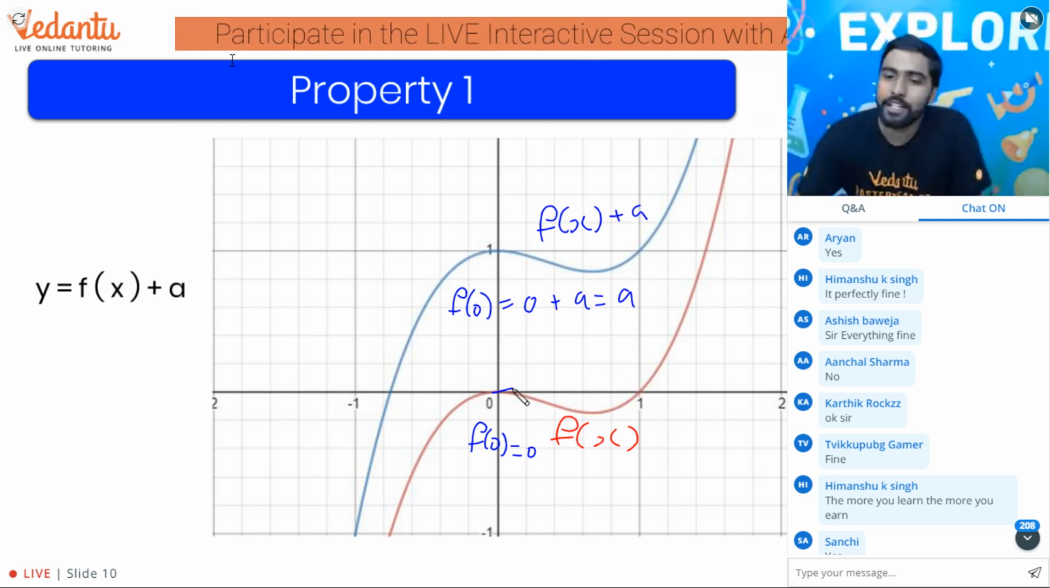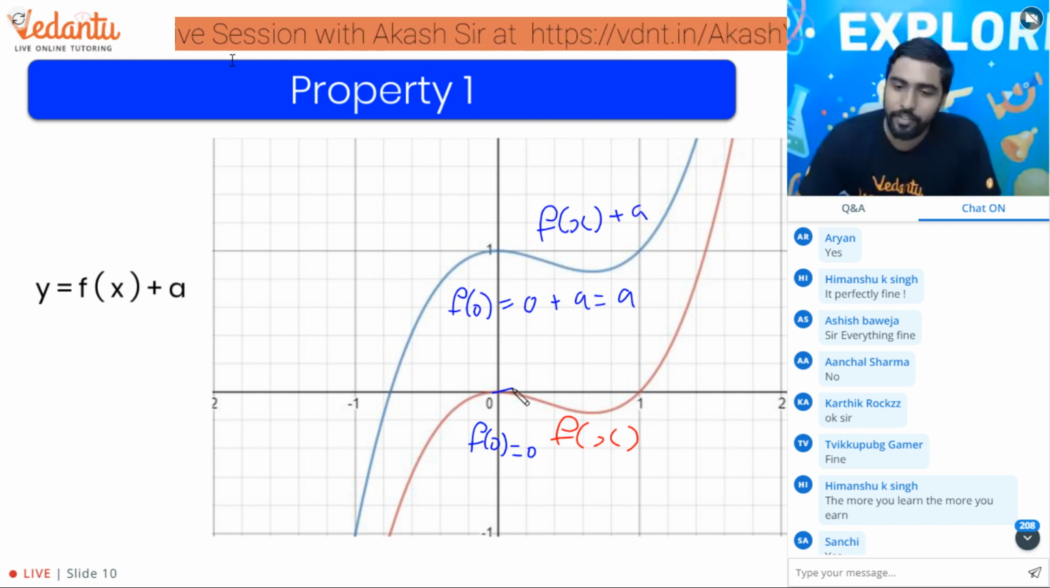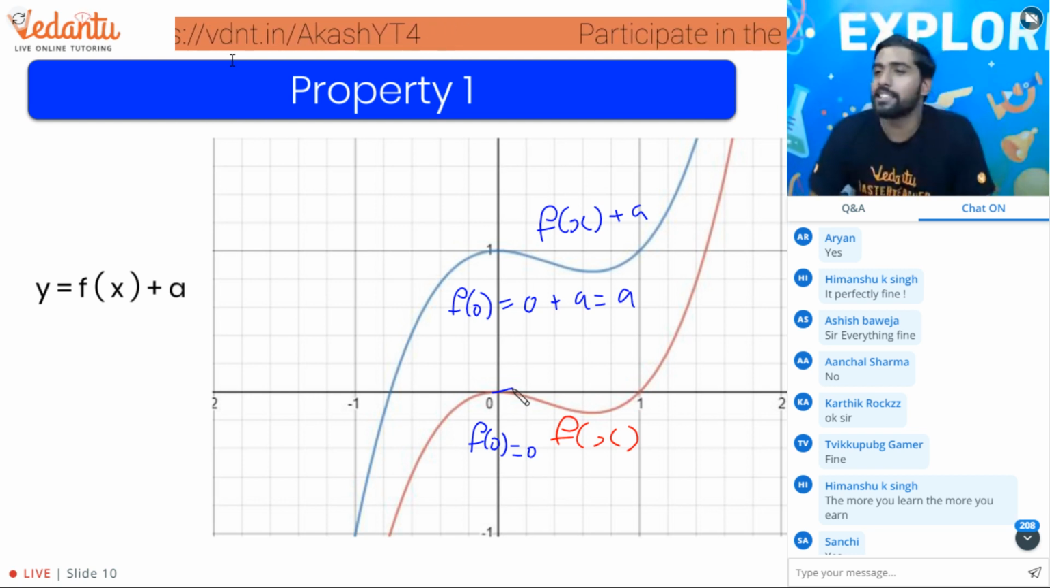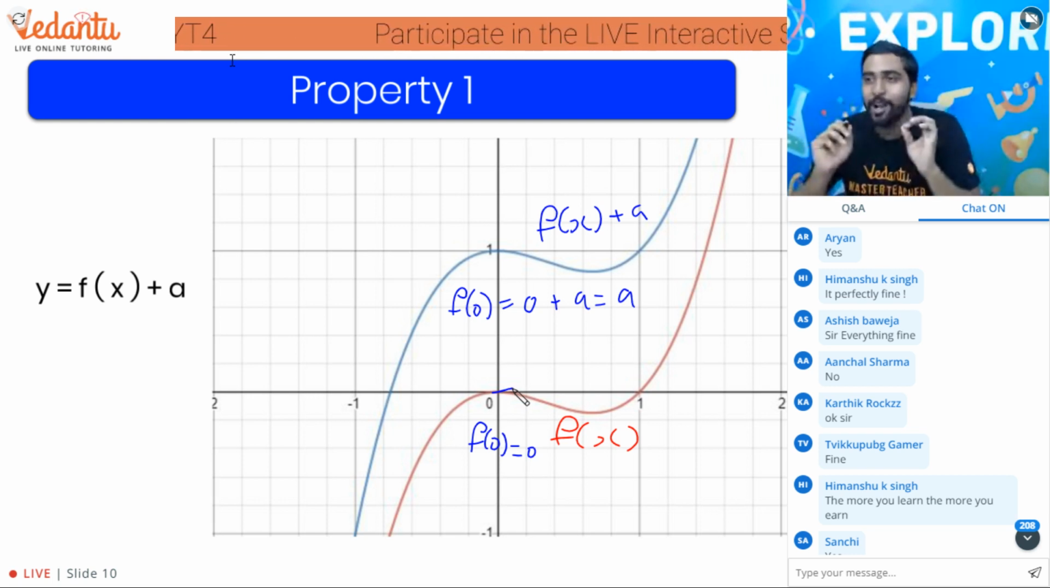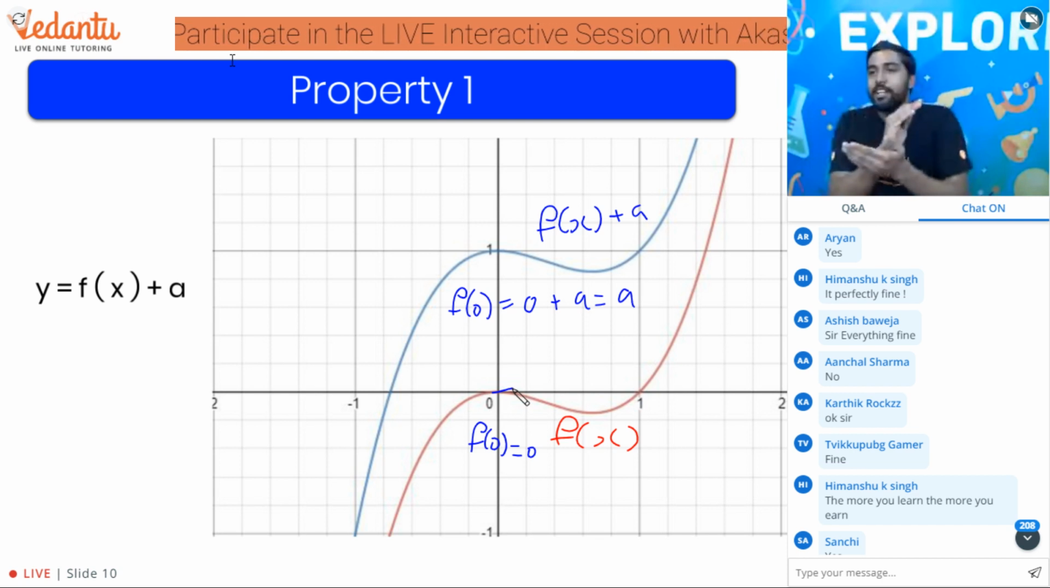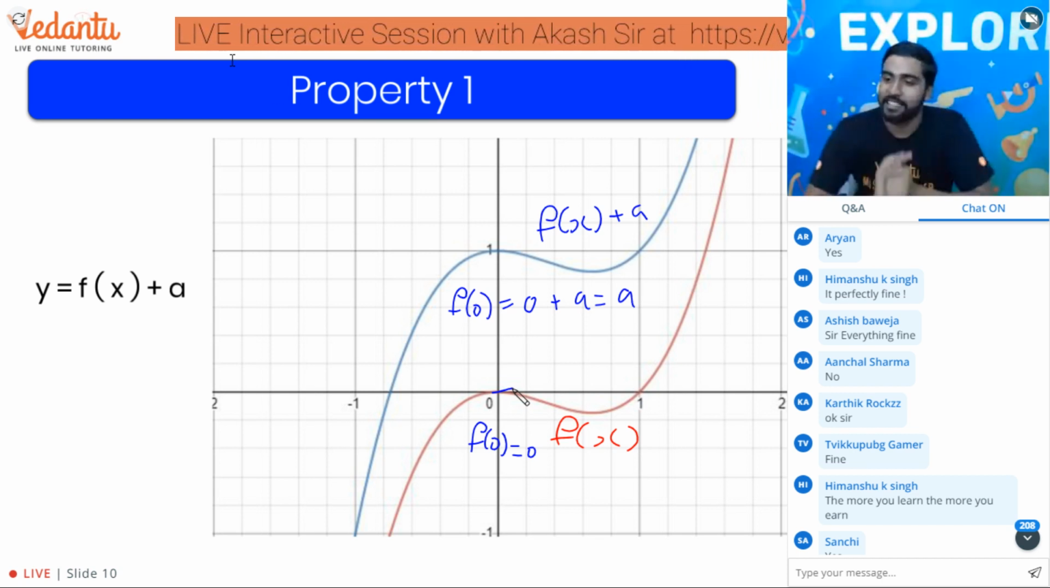You can have a look at this another way also. You guys know the graph of y is equal to mod x, right? So what does the graph of y is equal to mod x look like? The graph of y equals mod x looks like this. Now the only thing you have to do is interchange the x-axis and y-axis.